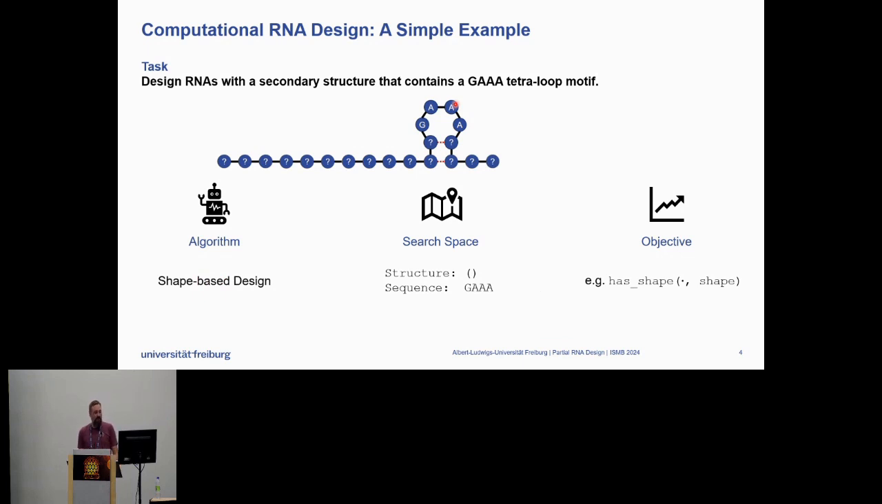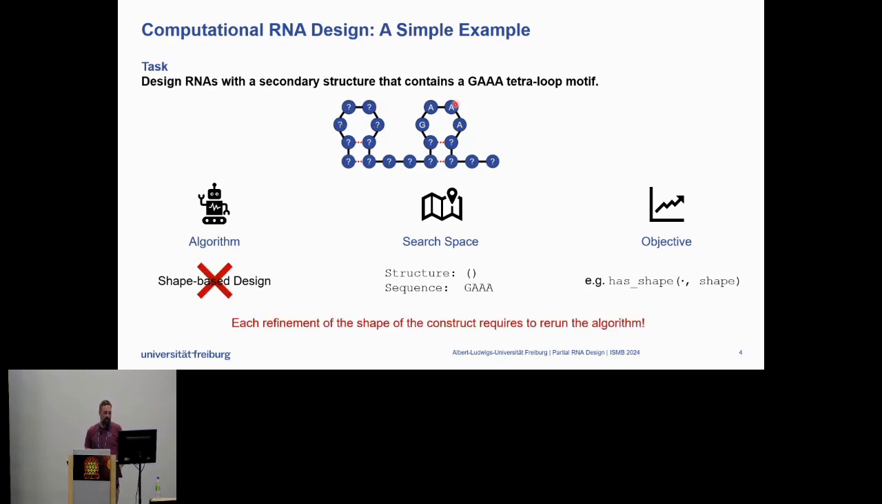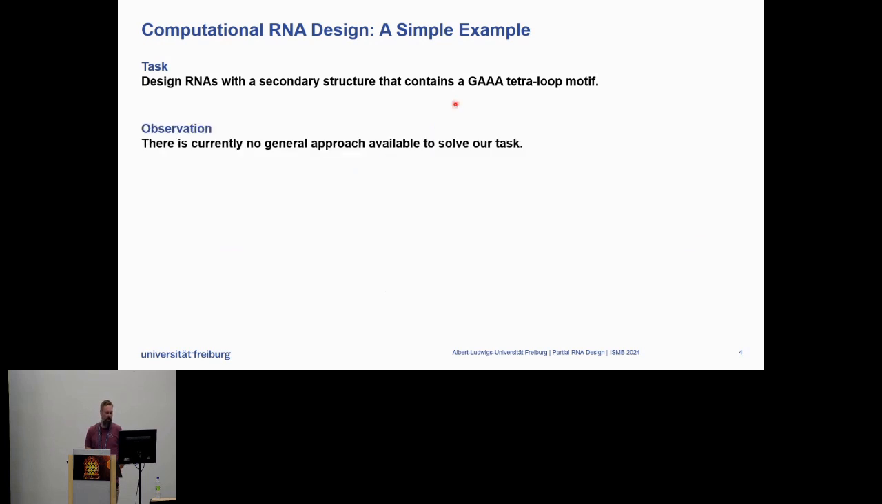And we might end up with better results using a shape-based design approach where we just define the shape of our desired target, a single hairpin in this case. And using sophisticated methods, we can also include sequence constraints and just define an objective that the folding of our design sequences should have a certain shape. Unfortunately, again, we run into the problem that whenever we change our construct at the beginning, we have to rerun our algorithm. So our observation is that there is currently no general approach available to solve our task satisfactorily.